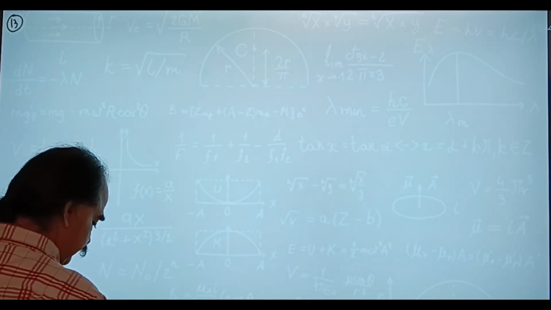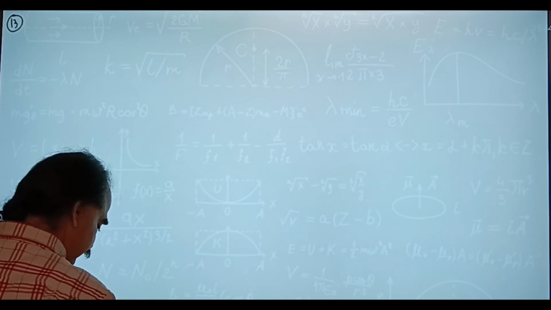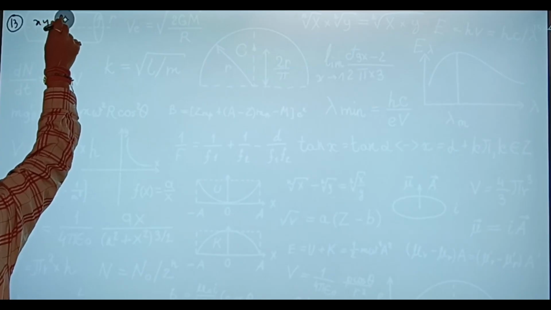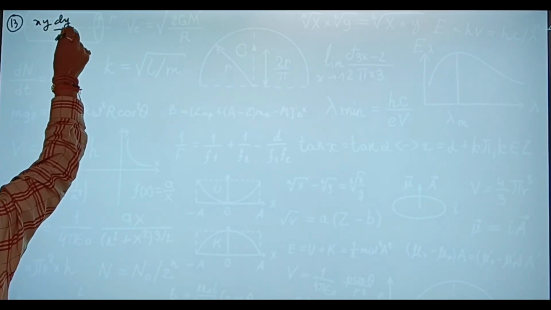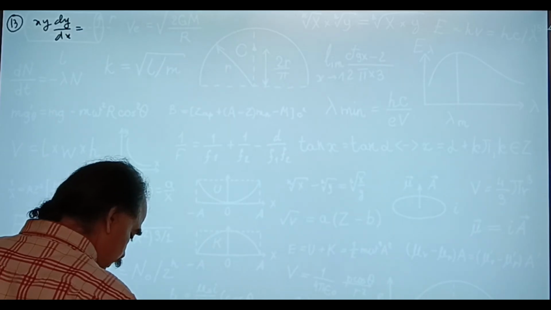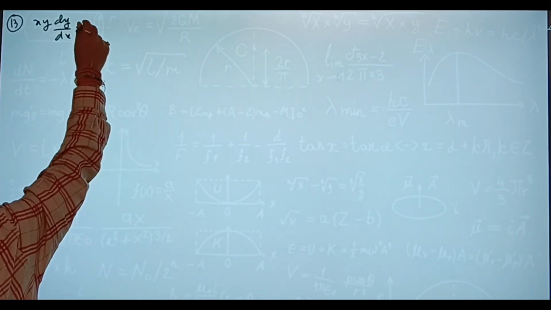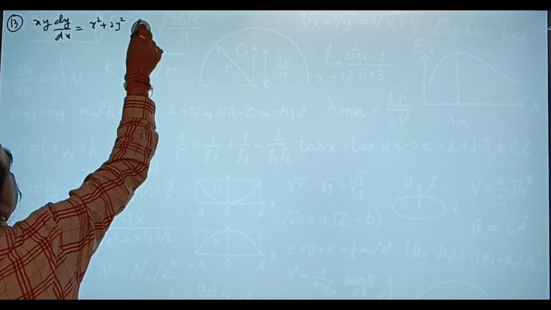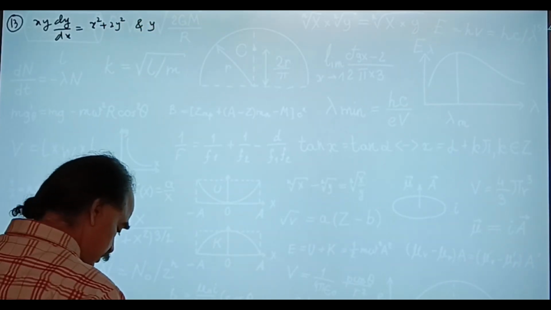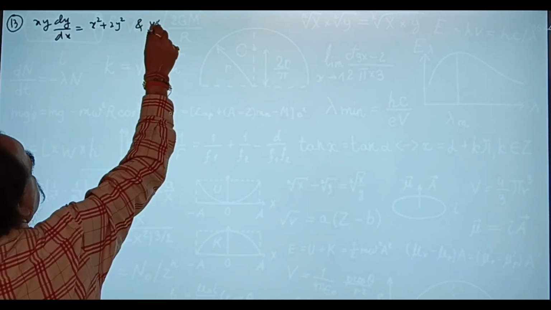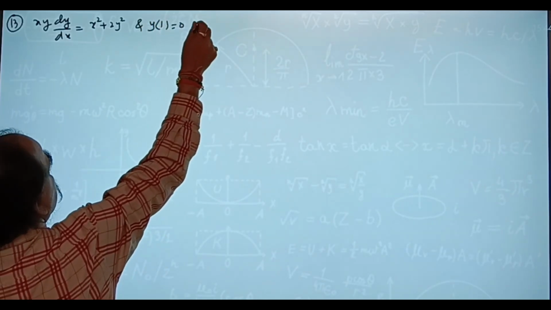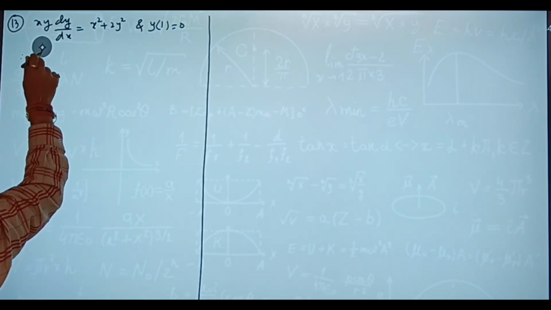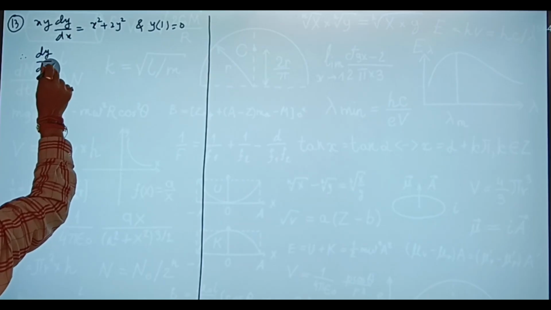x square dy by dx, xy dy by dx is equal to x square plus 2y square. And y1 is what? 0. So dy by dx is what?